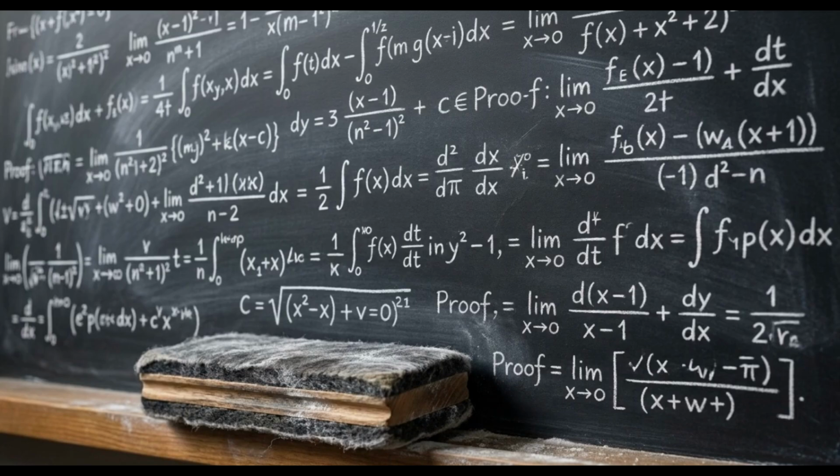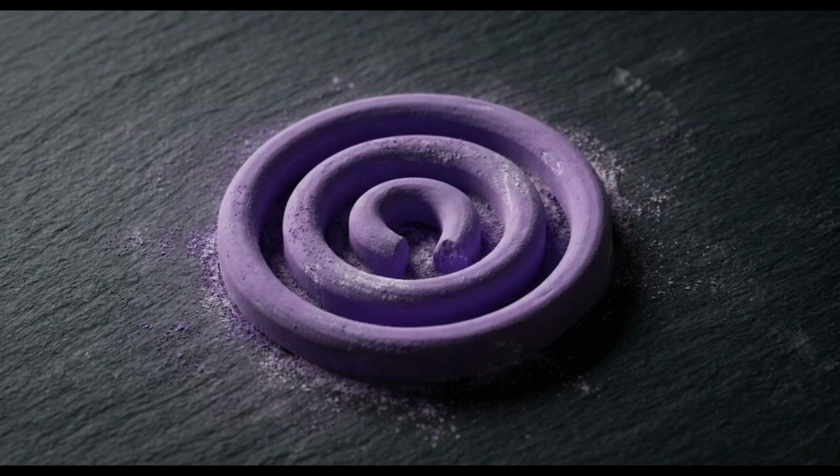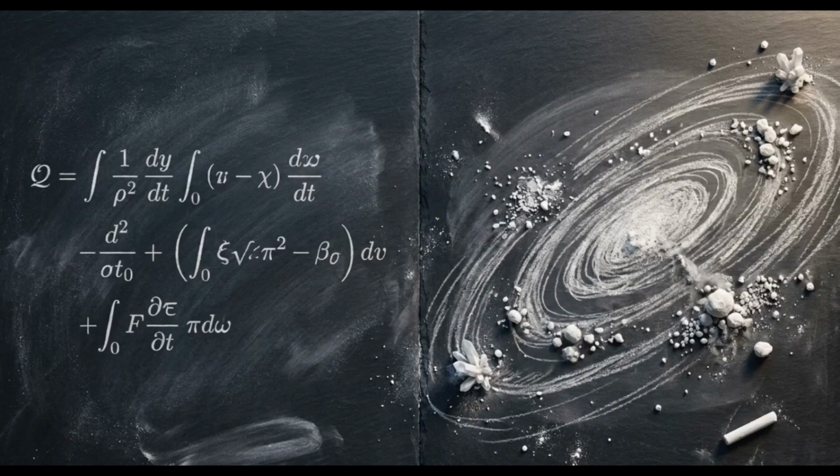So let's strip away the intimidating terminology one last time. Gradient is climbing, divergence is spreading, and curl is swirling. These three concepts provide the physical intuition needed to look at a complex equation and see the actual motion it represents. With them, you can begin to see the logic behind how the world moves.